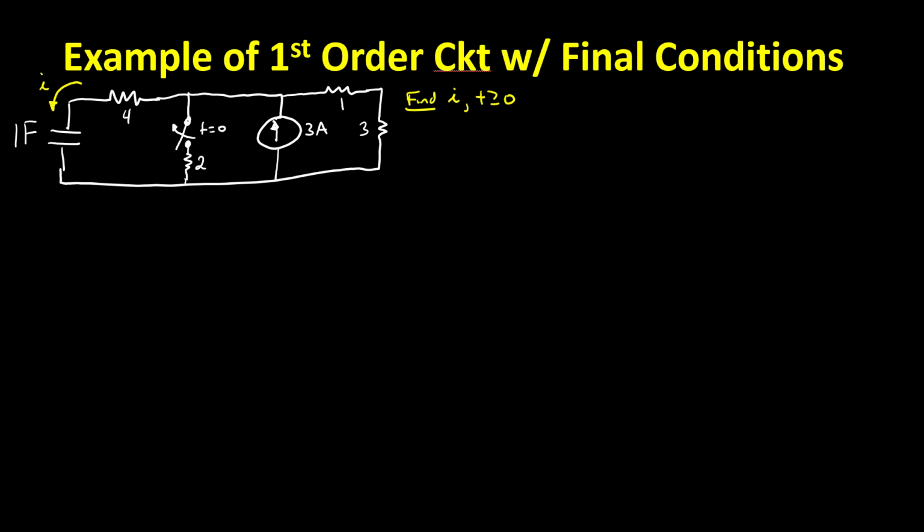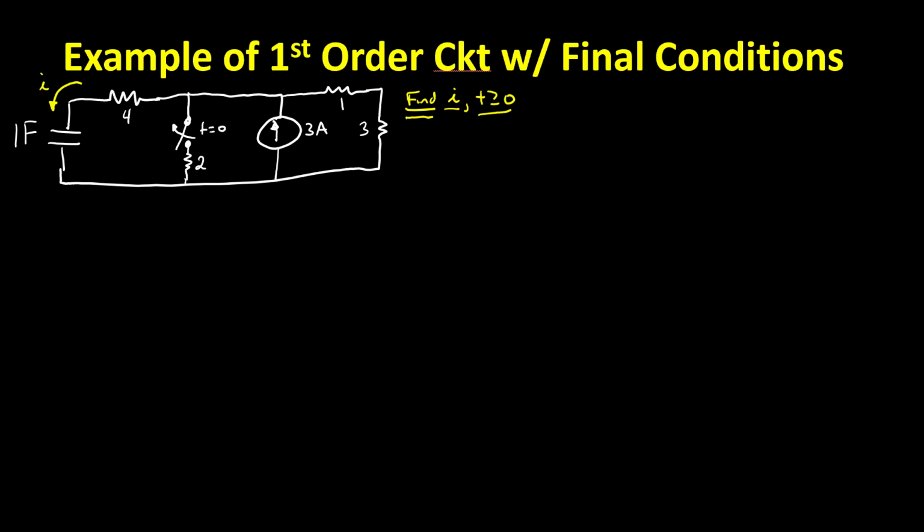This question asks us to find the current for time greater than 0, and it's a current that's flowing through this corner in the upper left. First question we need to ask ourselves is: is it a switched DC first order circuit? It's definitely switched. It's switched at time equals 0. You can see the switch here that switches at time equals 0. And it is a first order circuit.